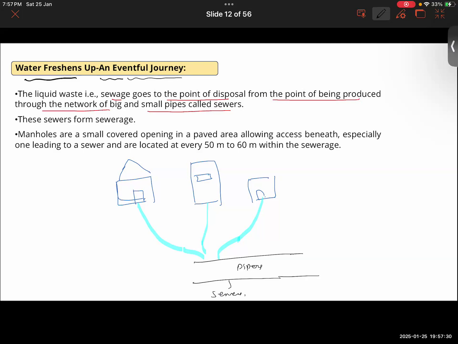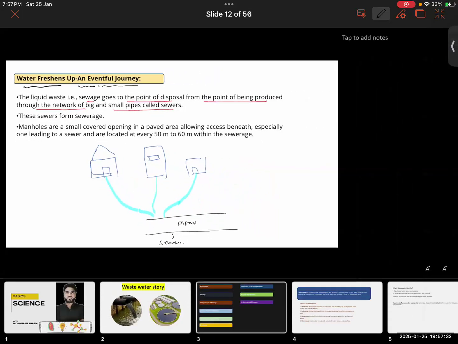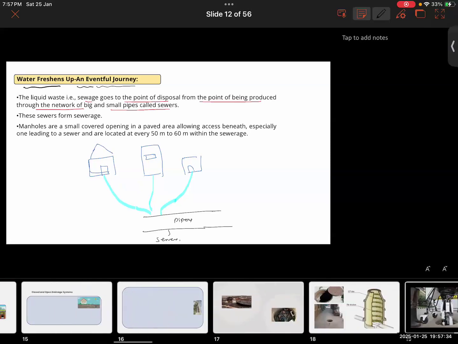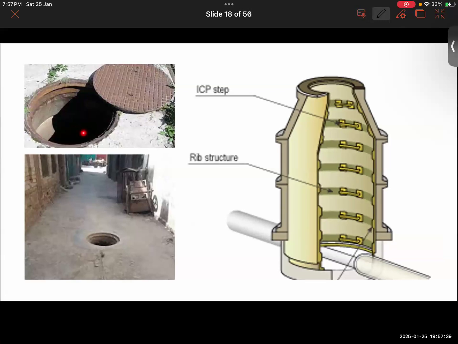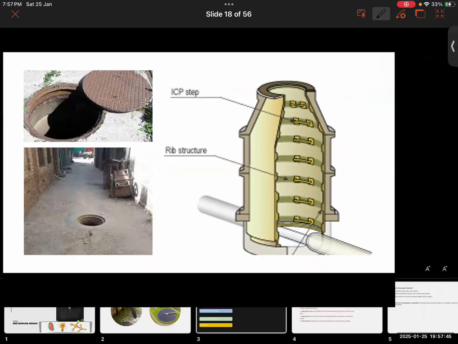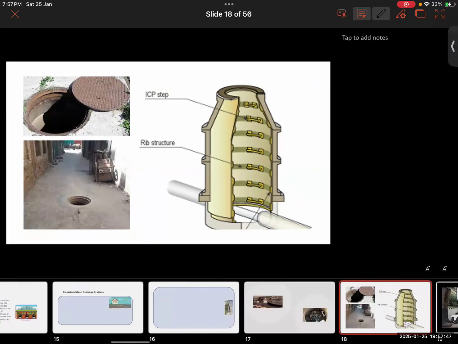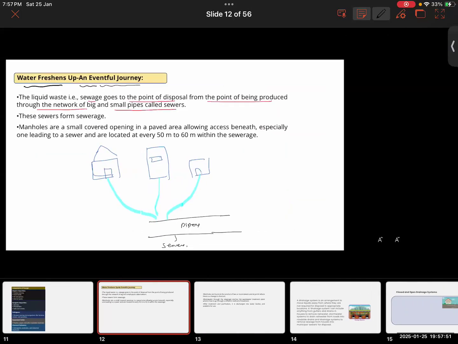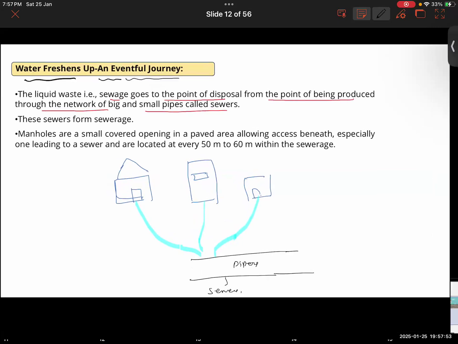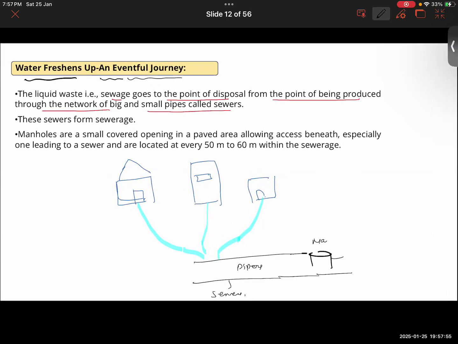And you might have seen that at regular intervals, those pipes will have an opening like this. Have you seen this? It will have an opening, sir, like this. So those openings are basically connected to these pipes. So it has openings on it like this. That is called a manhole.